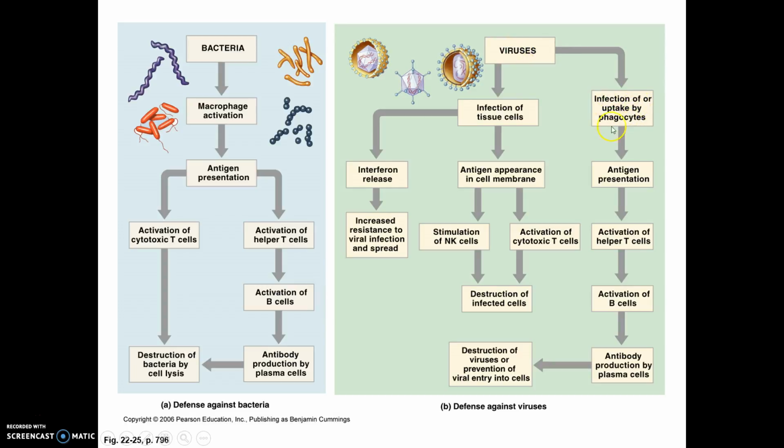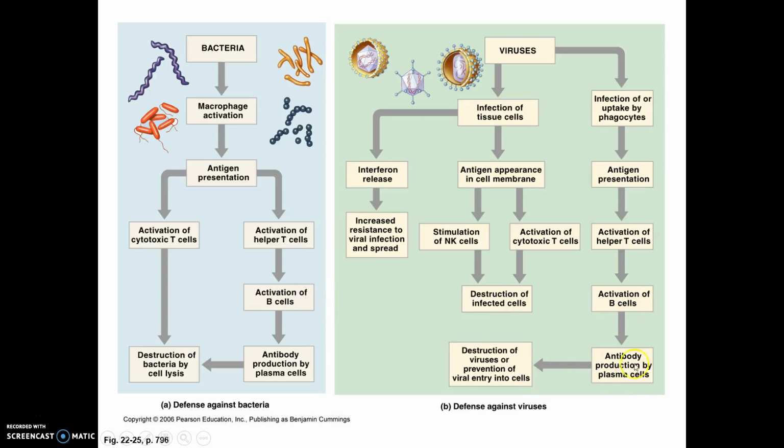Now, viruses can also be engulfed by our antigen-presenting cells, the macrophages or the dendritic cells. They will then go find the helper T cell that recognizes it. That helper T cell will actually help activate the cytotoxic T cells and also will always activate the B cells.